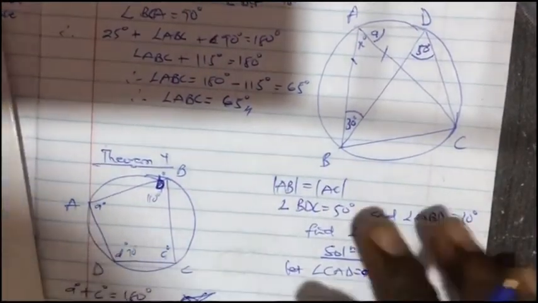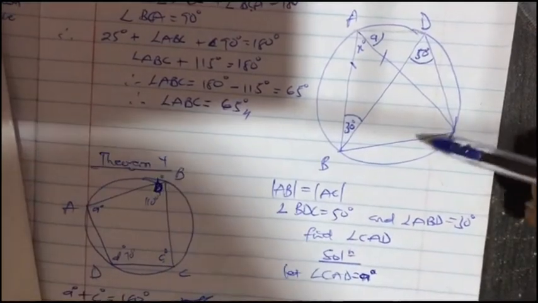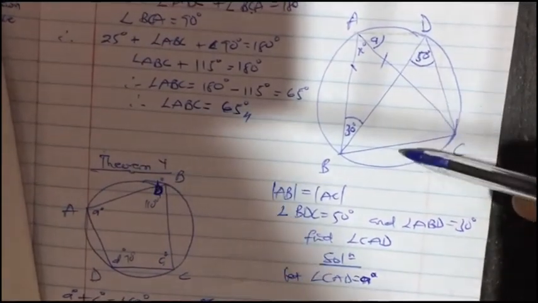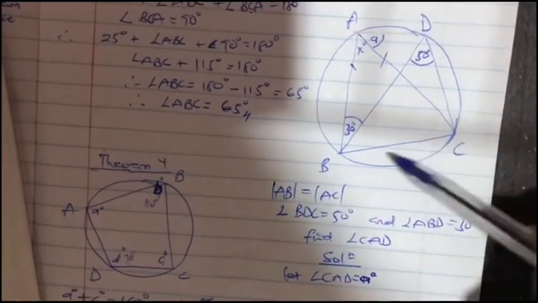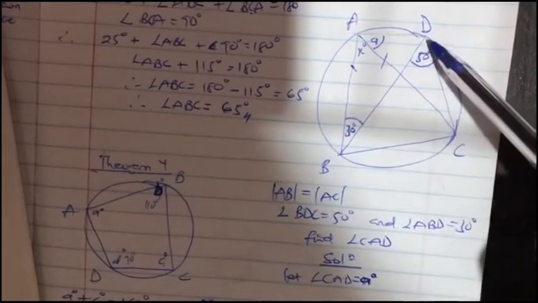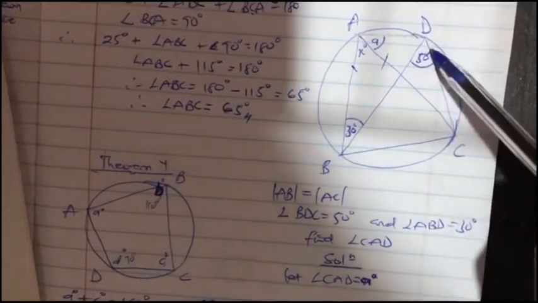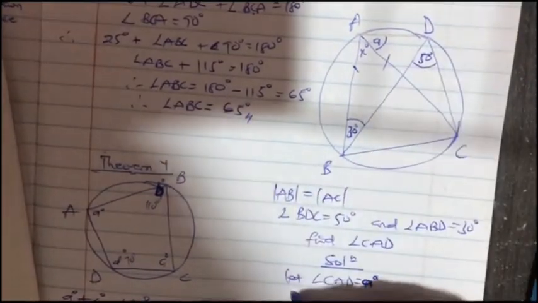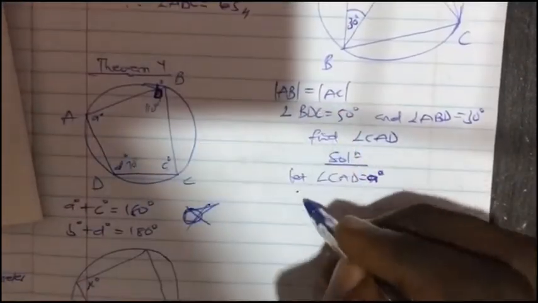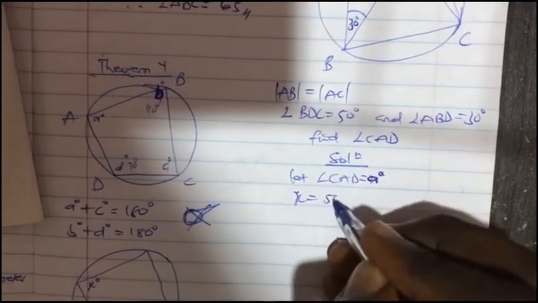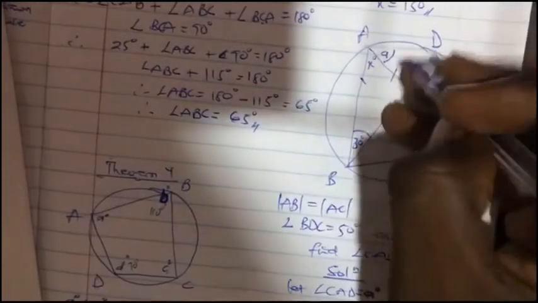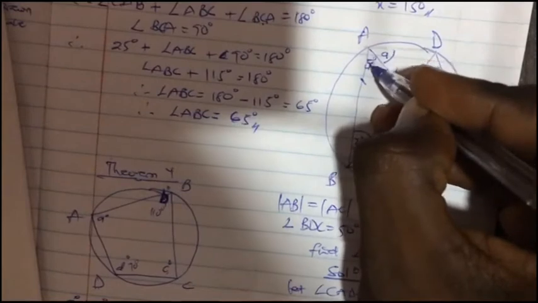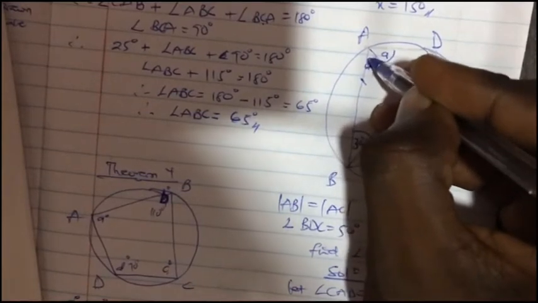Now we know from the rules of the theorem, the first theorem, that the angles subtended by this chord at the circumference are the same. So x is equal to 50 degrees. By inference, x is equal to 50 degrees. So I'll just write 50 degrees here instead of x.